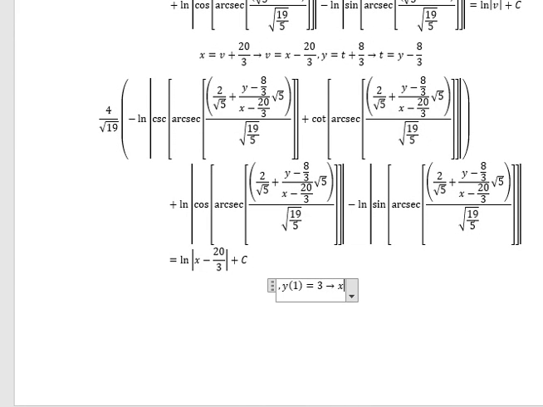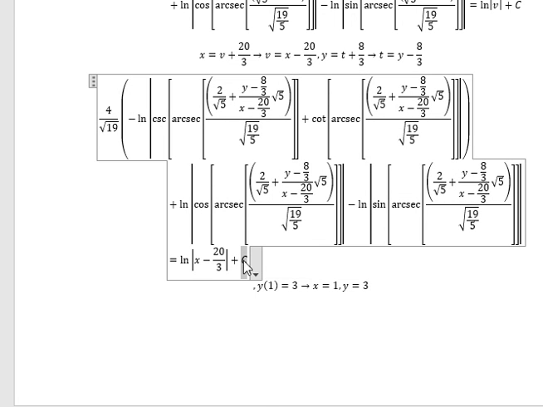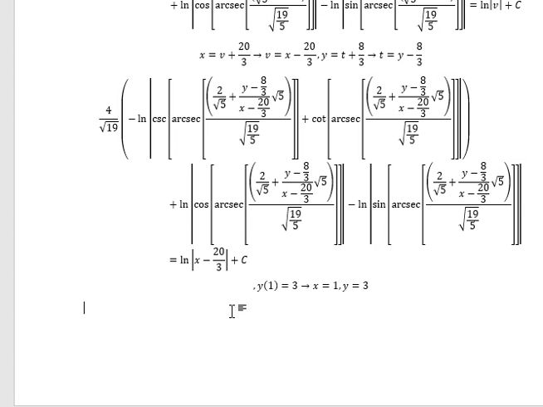That is when s equals 1, y equals 3. So we just put 1 and 3 in here to find the value of c. This one you can do by yourself and you can get the final answer.